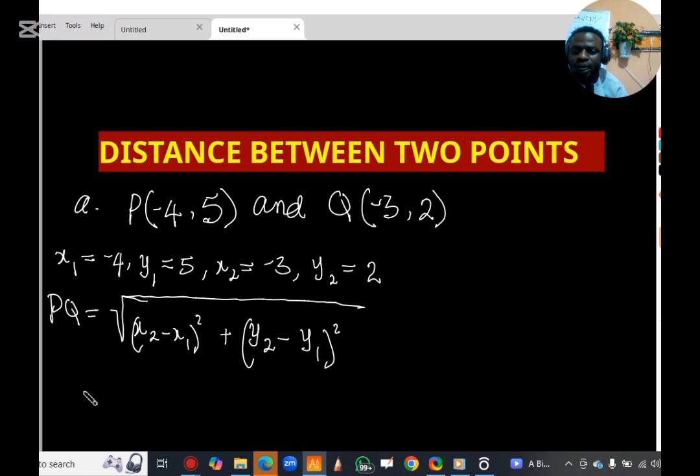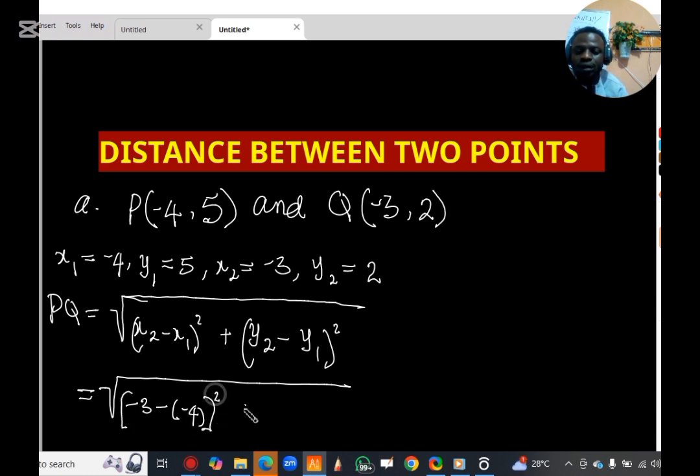So PQ is given by square root of our x2 is minus 3 minus our x1 is minus 4. Close it and we square everything, plus our y2 is 2, minus our y1 is 5. Yes, we close it in brackets.